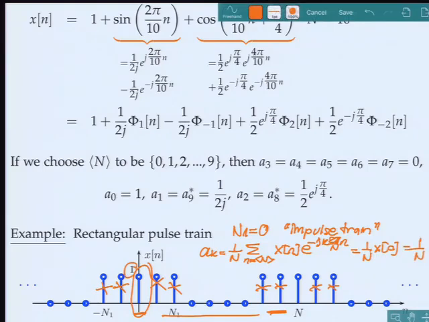Strangely, what I found did not even depend on k. So I have N Fourier series coefficients here, perhaps a0 to a N minus 1, if that's how I'm doing the counting. And they're all equal. They're all equal to 1 over N. That's a peculiar thing about the impulse train. All right?